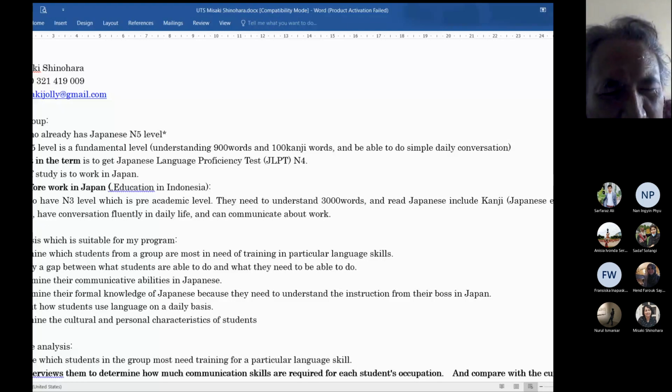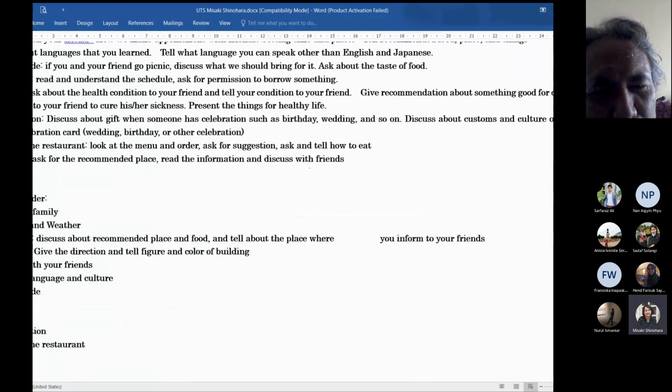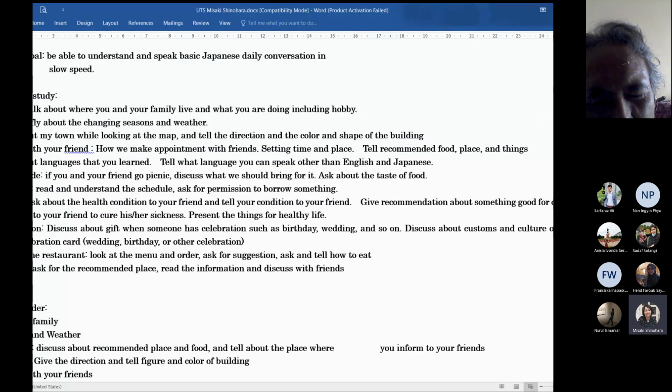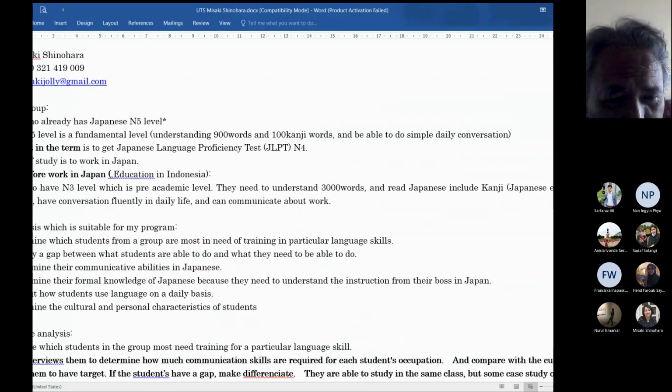So the target is that they finish N4 and then they can succeed after. Okay, how many hours are you going to spend teaching them the course? It is 12 meetings. How much time for one meeting? One meeting is about 90 minutes, an hour and a half. Okay, how many students? Now one group is 16. I have two classes, so 32 total.